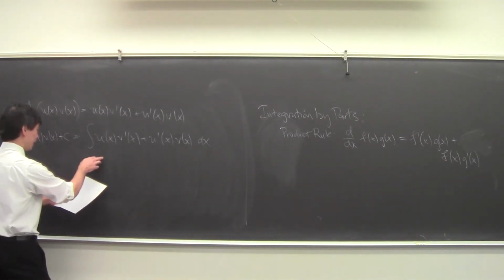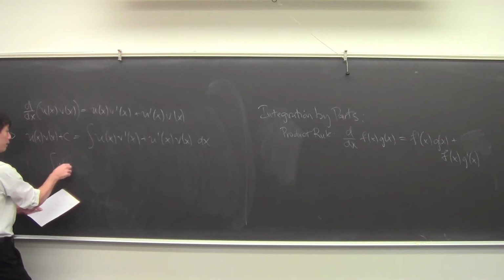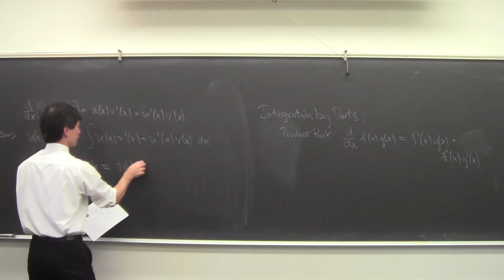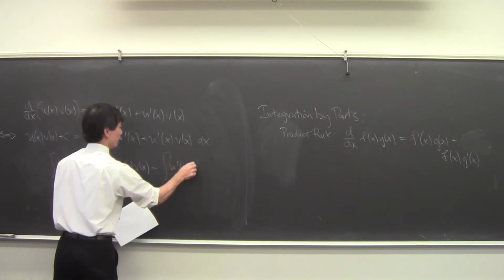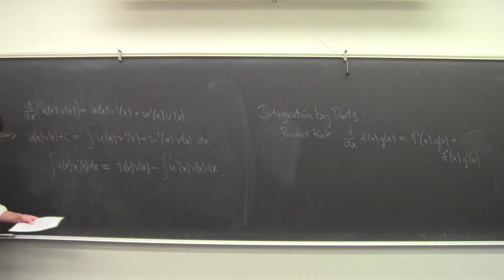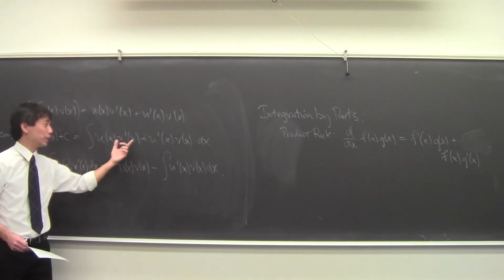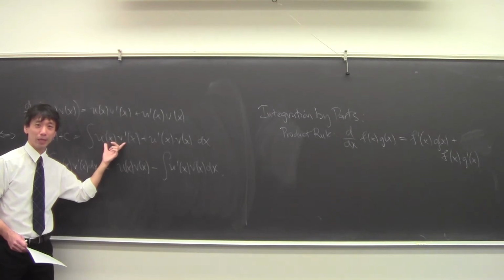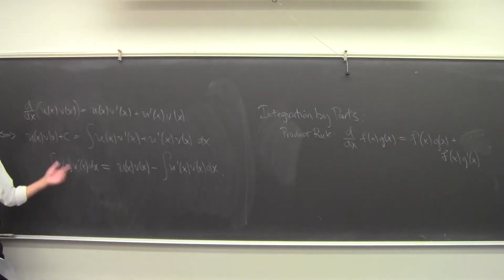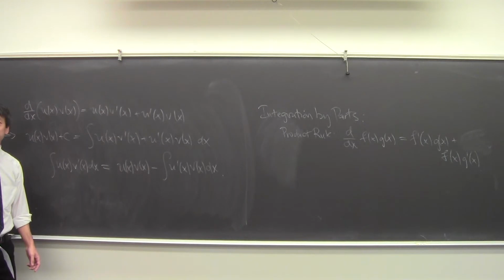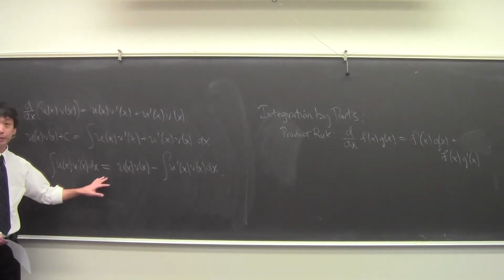So let's rearrange this. I'm going to write it like this: the integral of u of x v prime of x dx equals u of x v of x minus the integral of u prime of x v of x dx. I split this thing into two parts, which is okay, because the antiderivative of something plus something is the antiderivative of this guy plus the antiderivative of that guy. And then I moved one of them to the other side. So this is integration by parts.